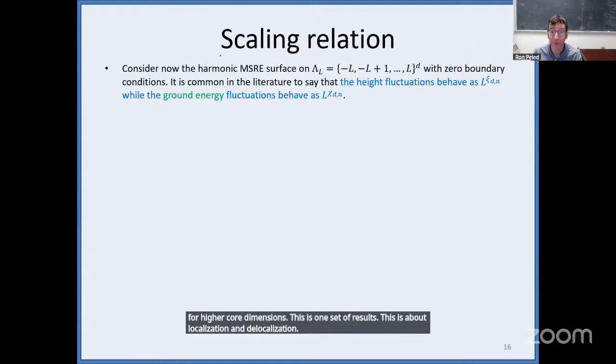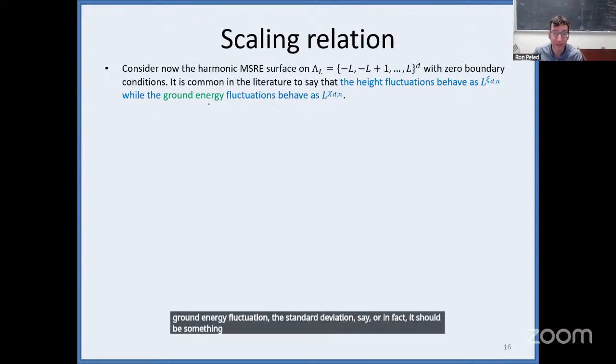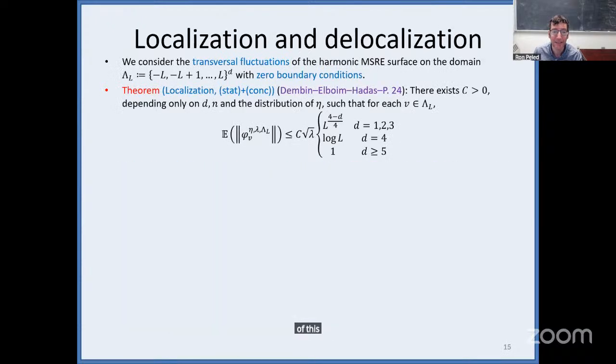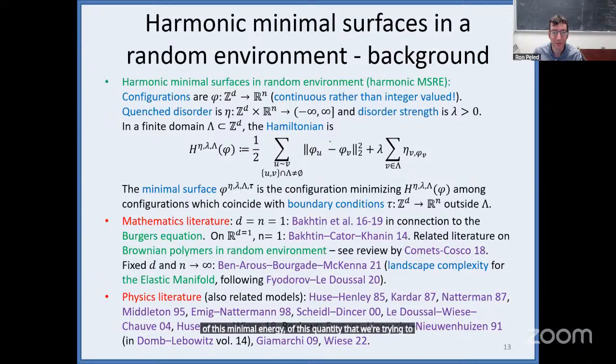Another set of results is about the scaling relation. We have the height fluctuation exponent, and we may also define a notion of the ground energy fluctuation, the standard deviation, say, or in fact, it should be something a bit different, of this minimal energy, of this quantity that we're trying to minimize, the fluctuations of it, say around the median.